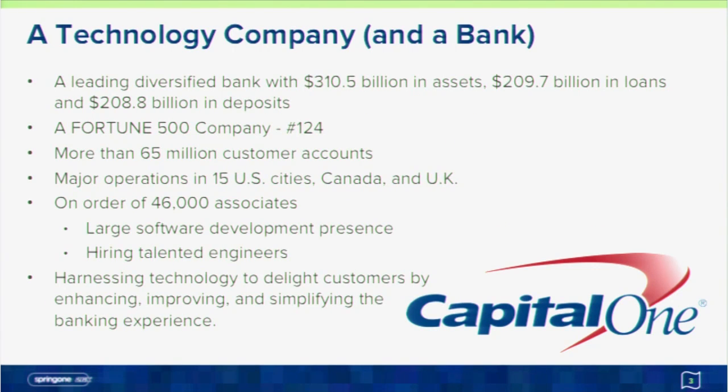First, I want to tell you a little bit about who we are and where we come from. We are from CapitalOne Financial, which is both a technology company and a bank. As a leading diversified bank, we have billions of dollars in assets, loans, and deposits. We are a Fortune 500 company, currently ranked number 124 on the Fortune 500 list, with more than 65 million customer accounts and major operations in 15 cities, including the UK and Canada. We have around 46,000 highly talented associates working for the company, and a large number of those associates are in our technology division, working on developing software and technological solutions.